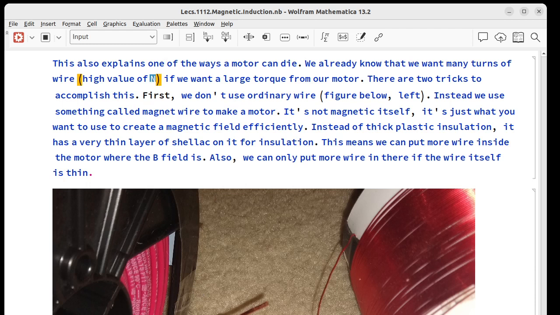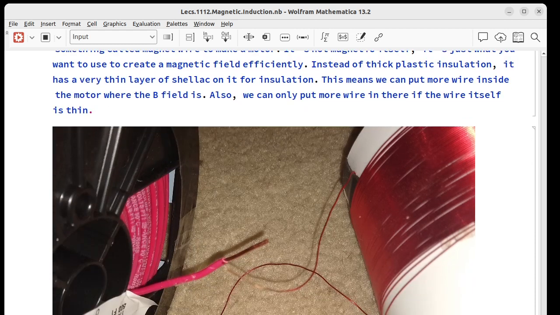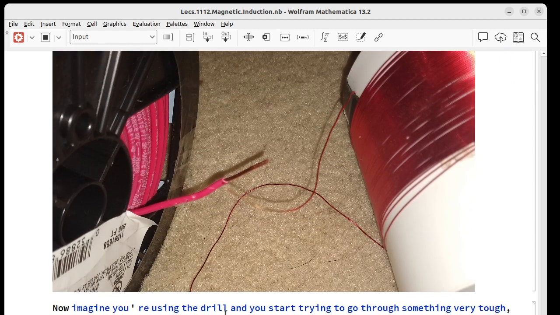If you notice, it looks very thin. It doesn't look like it has any insulation at all. It's really just a thin layer of shellac that's painted on it. So it works as insulation, but it's not very thick. If we use this magnet wire, which is not magnetic itself, but it's what you would want to use to make an efficient magnetic field, we can put lots of it in there. We've made our drill motor, and now you're using the drill.